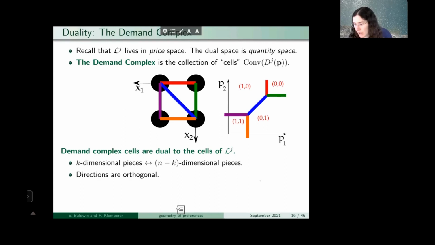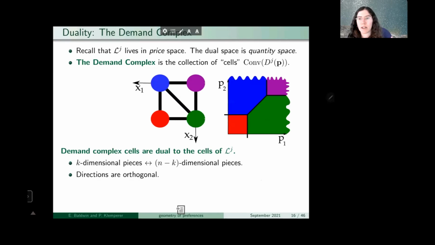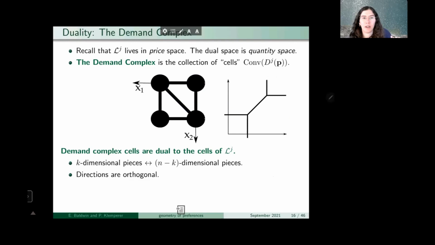And we can go up and say, okay, the two dimensional bits in price space are going to correspond to zero dimensional bits in quantity space, those correspond to the dots. So that's all happy and lined up the right way around because I drew my picture upside down and back to front. So we can draw this picture, which is the demand complex, the slicing up of the convex hull of the demand set in this way, and it corresponds in a very nice way with the lip that we've been drawing. We should notice that there's redundancy.